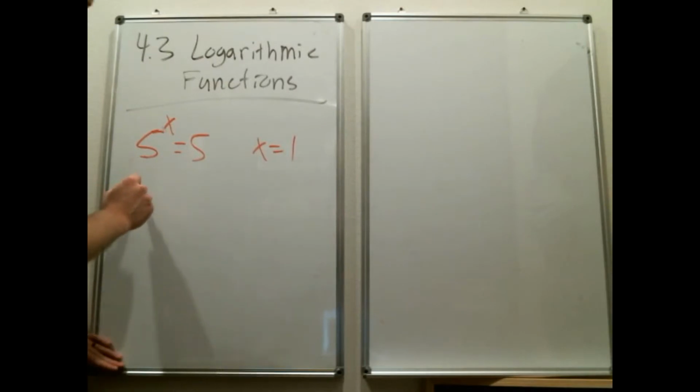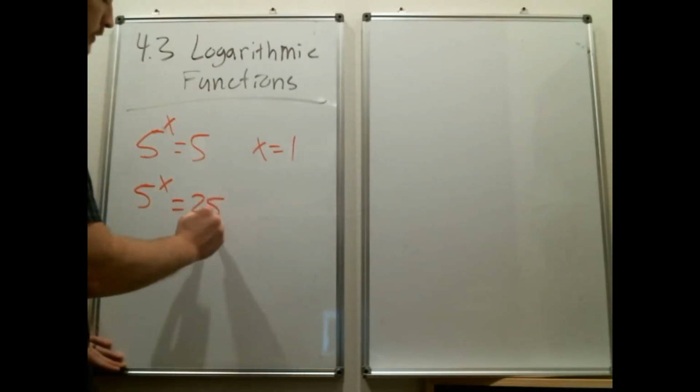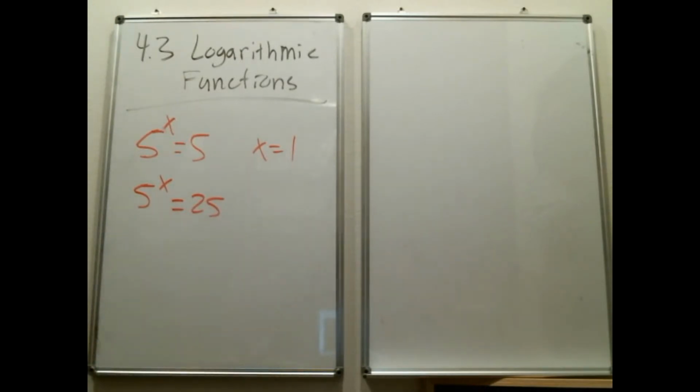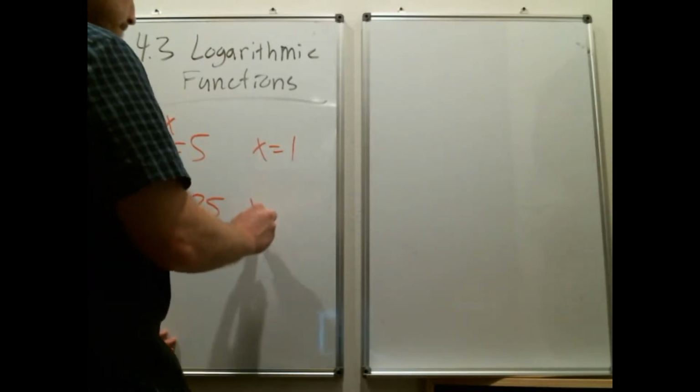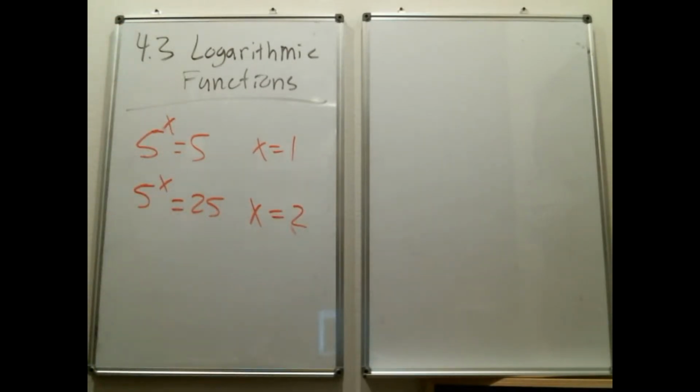Alright, what about this one? 5 to the x power is equal to 25. Well, you could tell me right off the bat that that is 2. So we can agree that 5 to the x is an exponential function. We just looked at that in 4.2. The base is greater than 0 and it's not equal to 1, and the exponent is a constant real number.